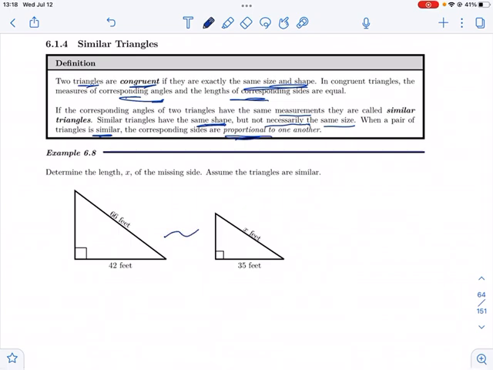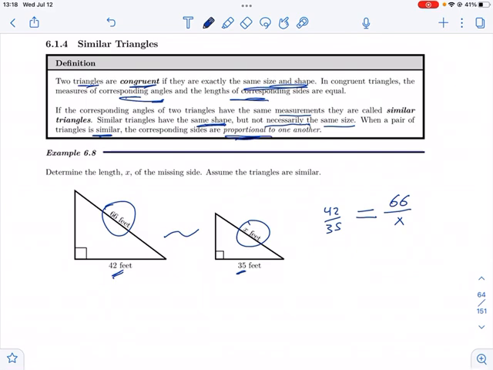Now we have the same corresponding angles. We have a right angle here, the same measure, but different size. This is smaller than this, but there's some proportion, some ratio. For example, if we divide 42, this side, by the corresponding one, 35, this should be equal to this side divided by the corresponding one. And now we can solve for x to find the missing side length.